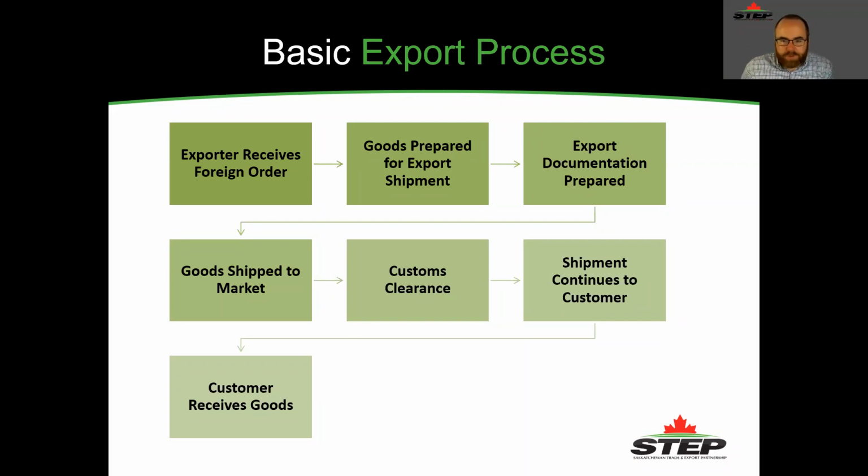So in a basic export process, at some point the exporter would have received a foreign order. They prepare those goods, which might include many different things, such as packing to labeling to other regulations, which we'll talk about in a little bit. And then we prepare the documentation, which we'll also talk about. And then they'll ship those goods to the market. When those goods get to the border, they need to get through customs. So that's called customs clearance, which is the process of moving that goods through the customs process and getting it approved for shipment into the market. And then the shipment continues and eventually arrives at your customer's door.